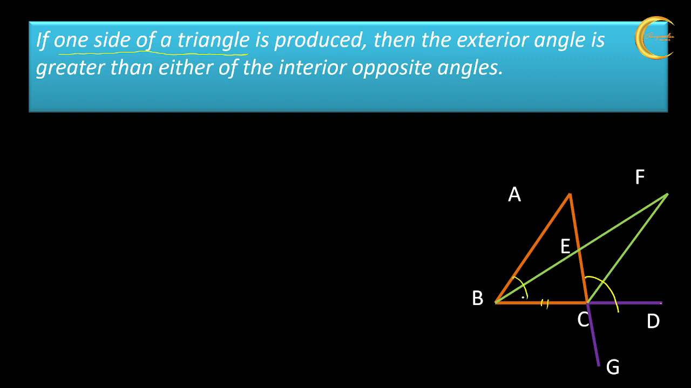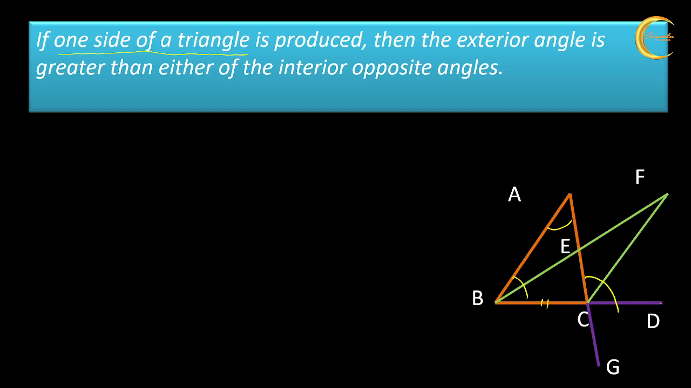One angle is the CBA angle, and another angle is the BAC angle, and this exterior angle should be greater than either of the interior opposite angles. Means it should be greater than this ABC angle, or it should be greater than this BAC angle. So this is our problem, or this is our theorem, and we have to prove it.